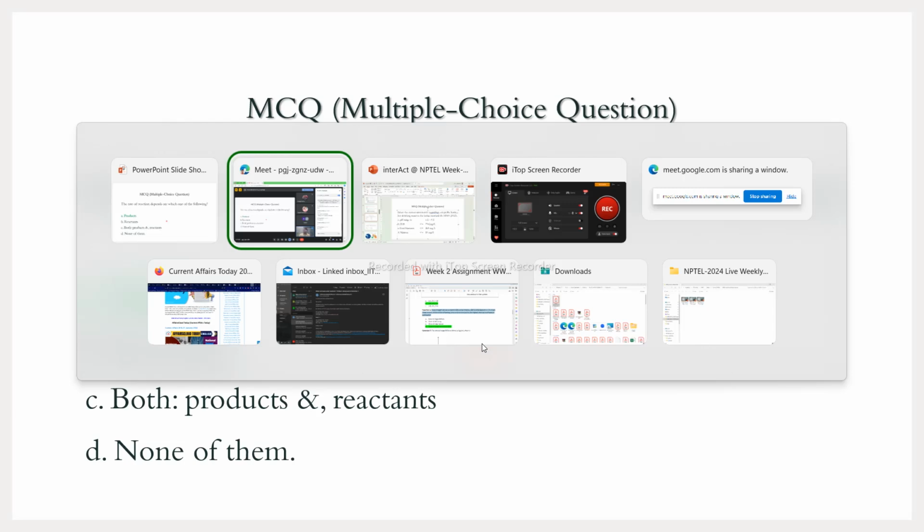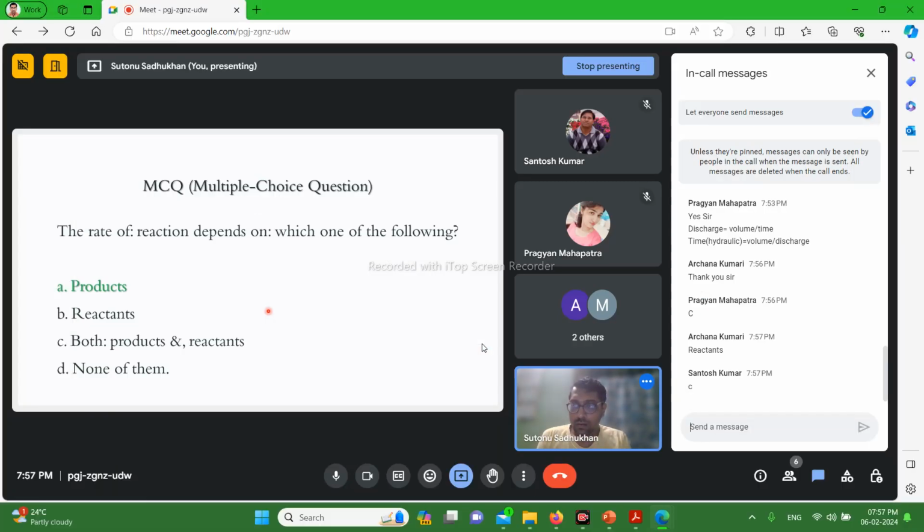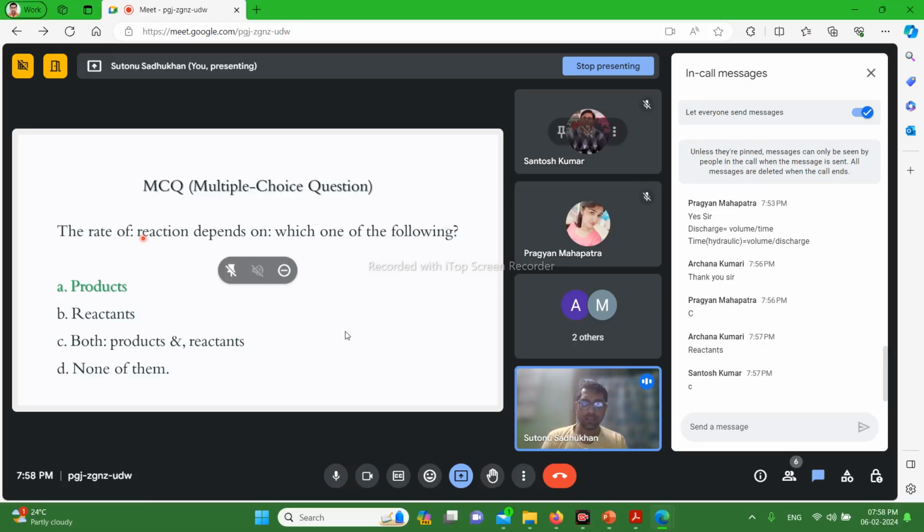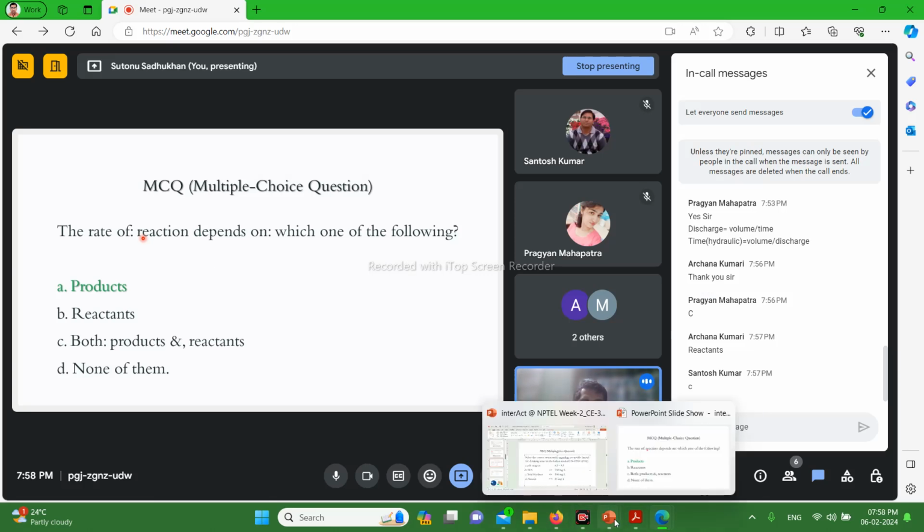So option A, I think the answer is incorrect here. That's why I added the term generally here, because the rate of the reaction generally depends on the answer is incorrect, I think. So okay, sorry about that.